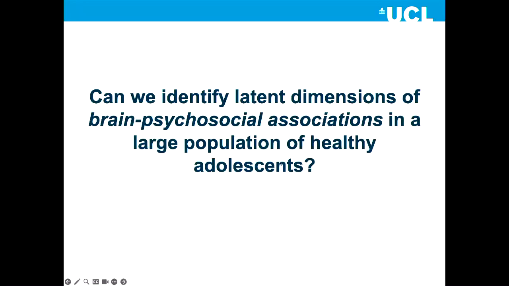And I just want to show, as the final example of the talk, that we recently applied this approach to identify latent dimensions of brain psychosocial associations in a large population of healthy adolescents. Here I'm calling it brain psychosocial associations instead of brain behavior associations, because we included much more information in the models, like behavioral, clinical, cognitive, and social demographic information. And our question is, can we find latent dimensions related to mental health, particularly in adolescents?